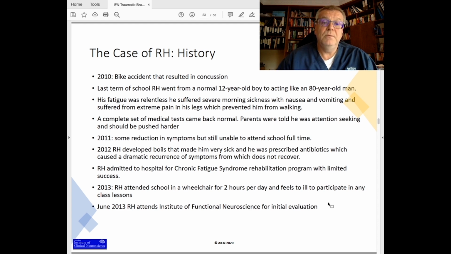So he was admitted to a hospital for chronic fatigue syndrome, had some rehabilitation for that, but it didn't work very well. In 2013, this is 3 years after the accident now, he's attending school for around 2 hours a day, feels too ill to participate in any other extracurriculars and even class activities sometimes. So in June of 2013, RH attended the Institute of Functional Neuroscience for an initial evaluation.